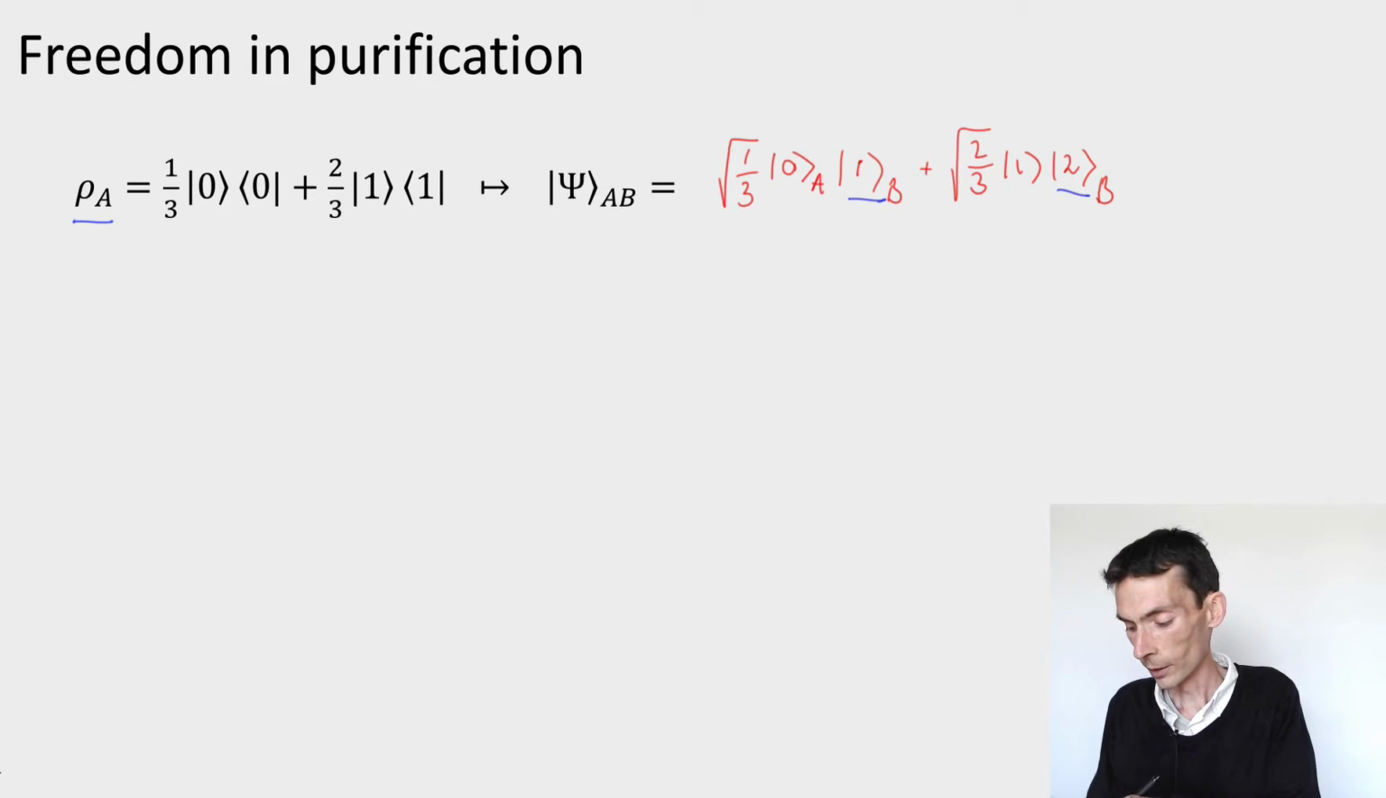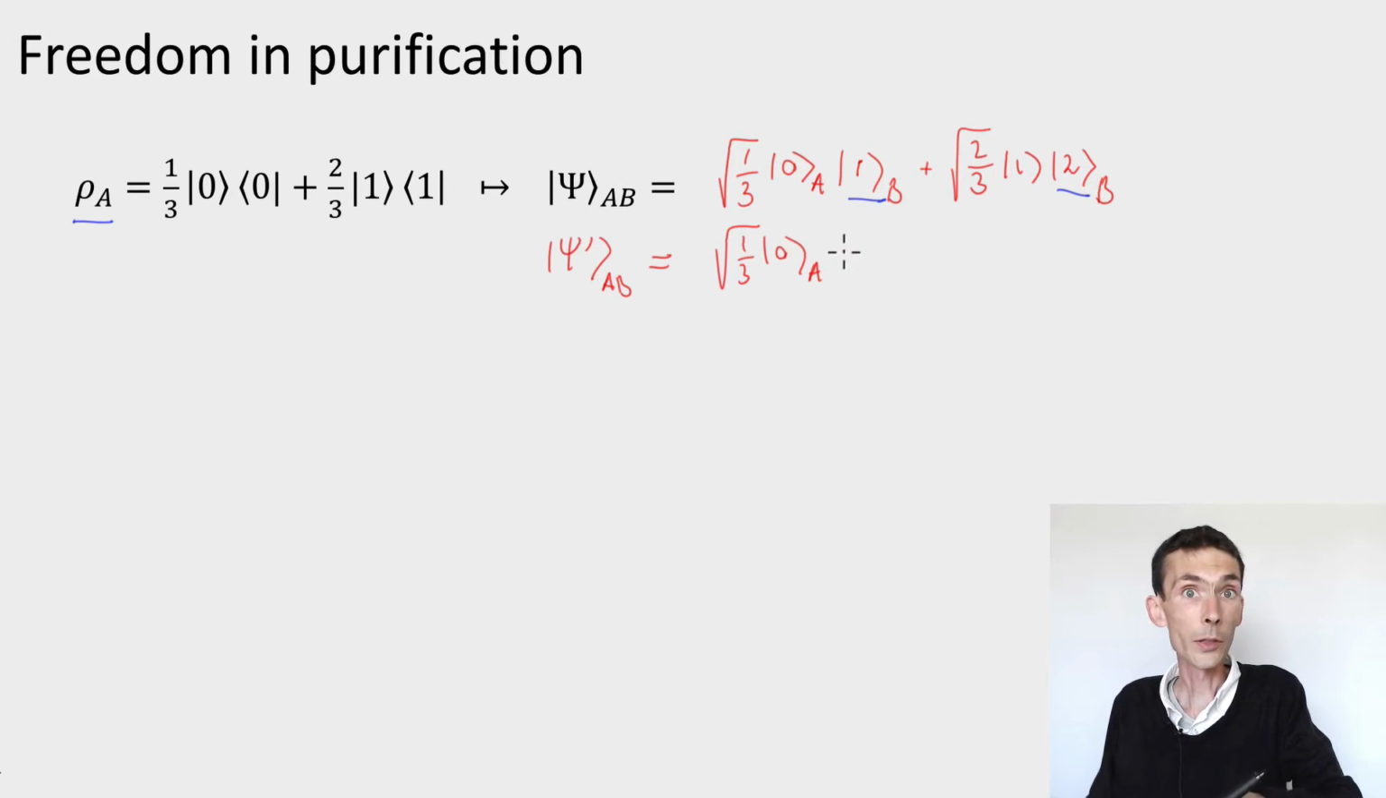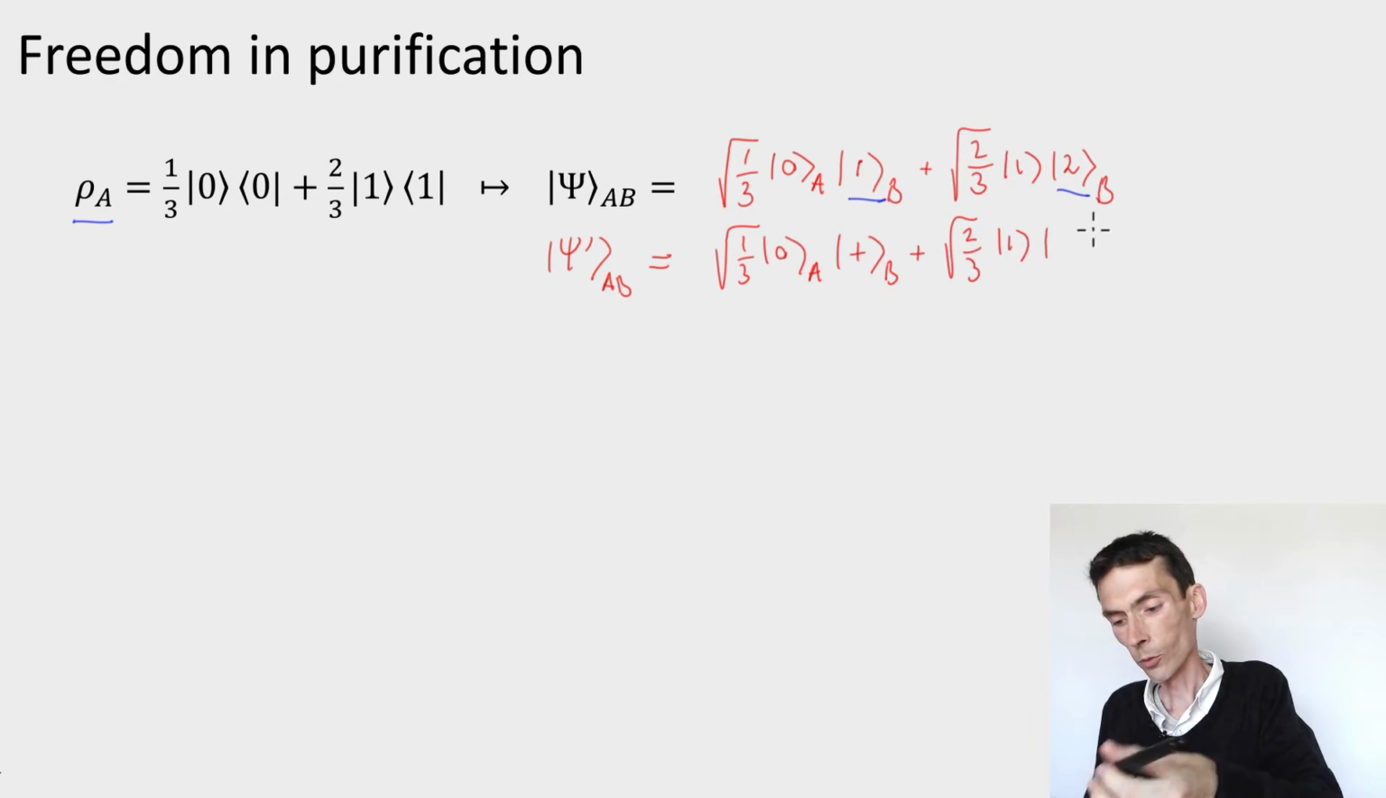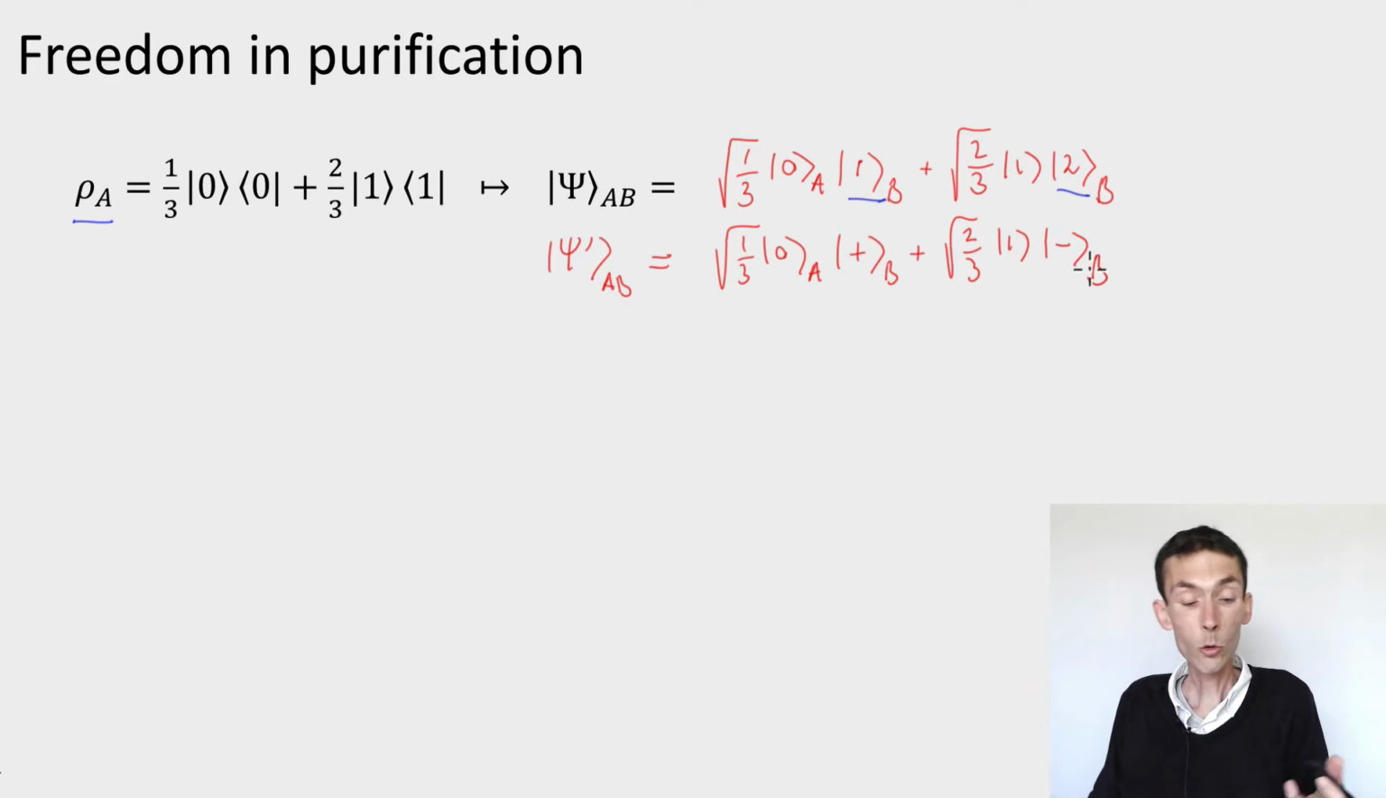I could have given you a different purification of the same density matrix, state psi prime AB, could have defined as root 1/3, 0 on A, and maybe if I feel fancy today, I'll use the Hadamard basis plus B, and then root 2/3, 1, put a minus on system B. So these are two different states, they're orthogonal, but they're two purifications of the same state. They have the same reduced density on system A.